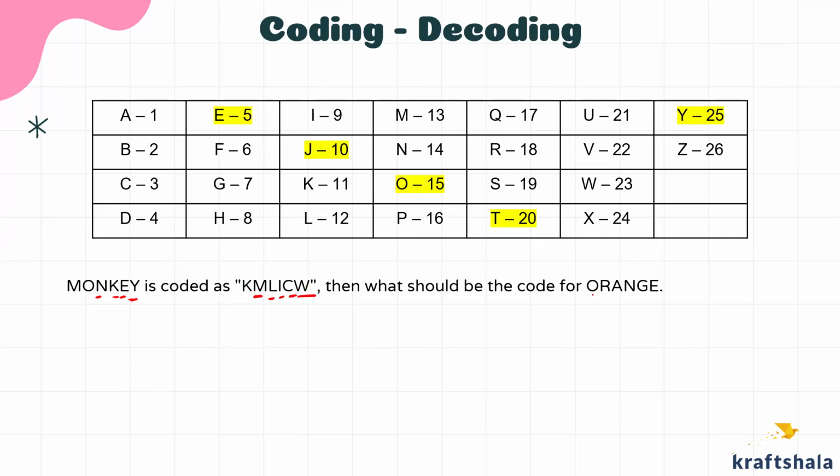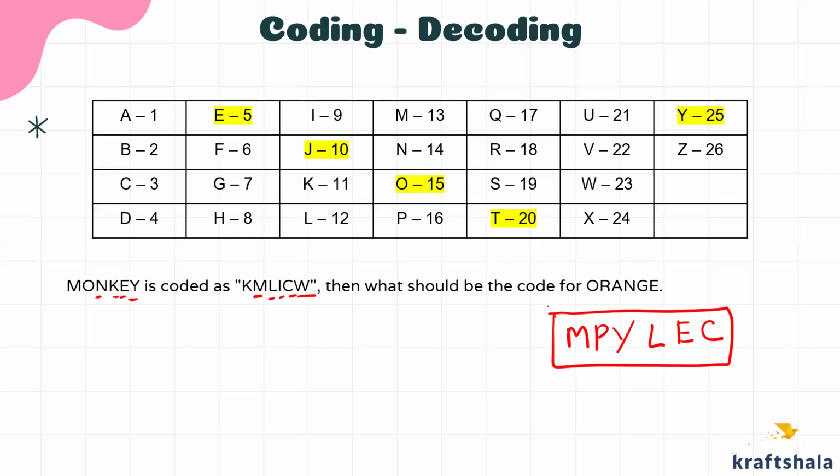So similarly, O minus 2, M. R minus 2. So R से दो पहले आता है P. A minus 2, Y. N minus 2, L. G minus 2, E. And E minus 2, C. So the code for orange is MPYLEC. Right, I hope it is clear.